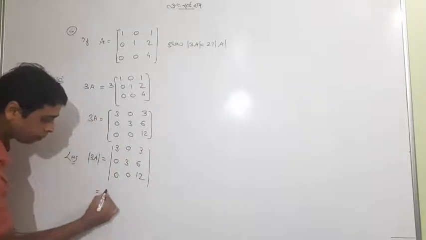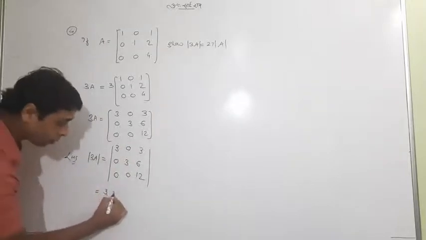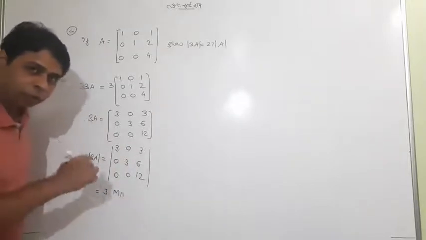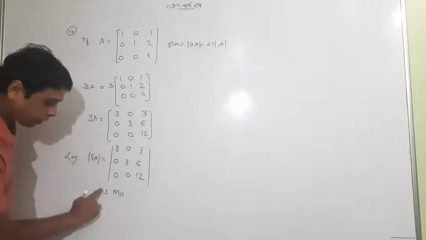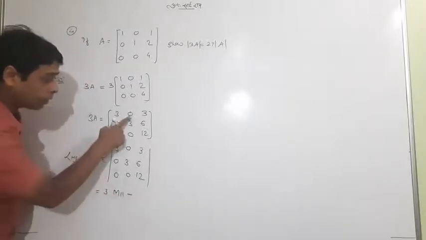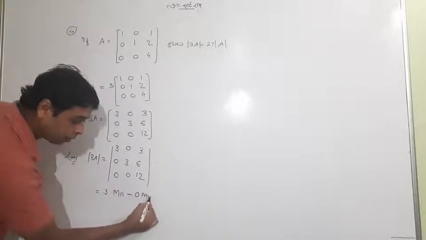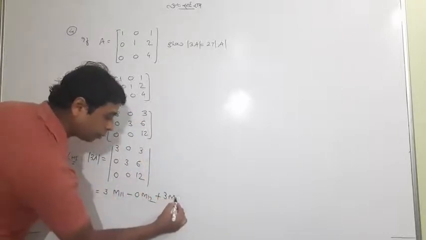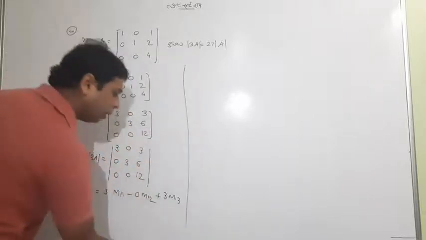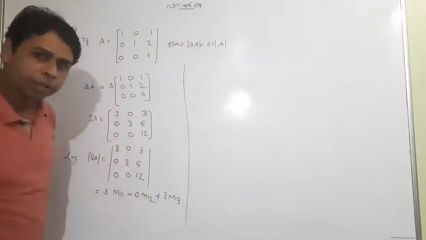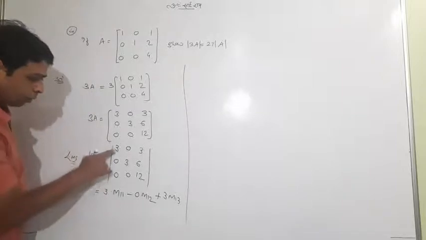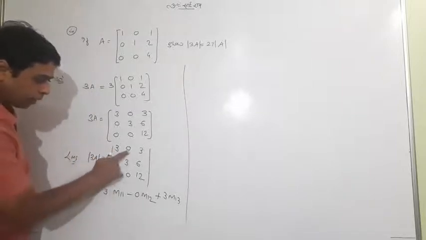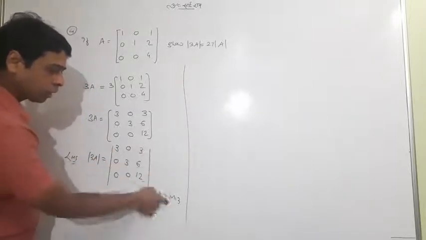3, its minor. I think you know the sequence of signs. Plus, then minus 0, its minor, plus 3, its minor. It's very easy. You should keep it in mind, and with practice soon you can catch it. First this, its minor, minus this, its minor, plus this, its minor.